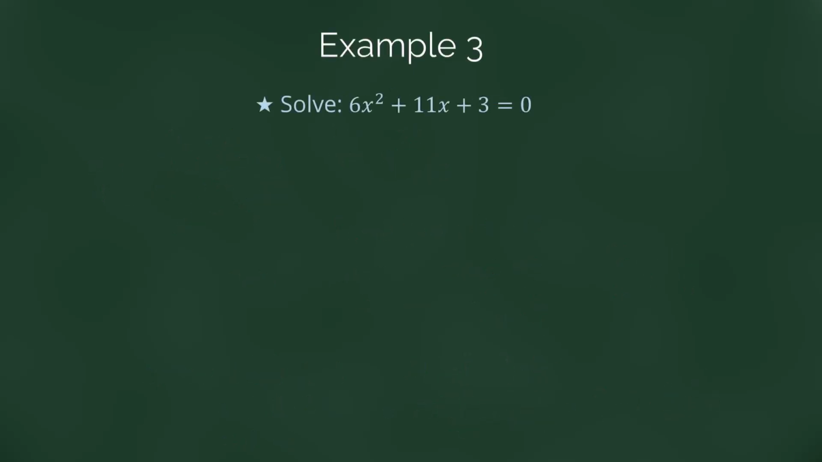Let's try another one. Here we have 6x squared plus 11x plus 3 equals 0. If you've recently watched the factoring video, you might recognize this factorization. So we do 6 times 3 is positive 18. B is 11, so we're looking for factors of 18 that add up to 11. We can use 1 and 18, but those don't add up to 11. We could use 2 and 9. Those are going to work.